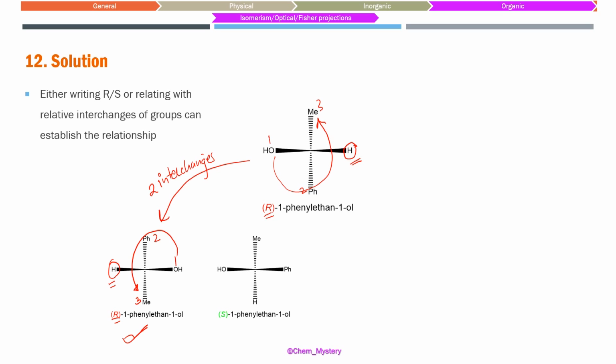Here with respect to the starting compound, from here to here we have done just one interchange. What interchange have we done? We have not changed the position of OH, we have not changed the position of methyl, we have interchanged just these two positions. Only one interchange being done means we'll end up with an enantiomer. So compound number X versus the compound given in option number B are going to be enantiomers.